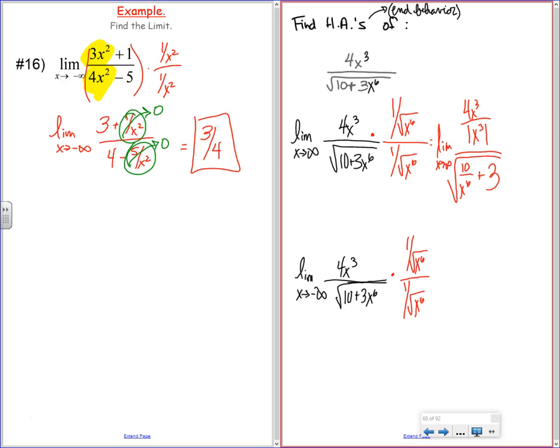I can technically do the exact same thing down here. The limit as x approaches negative infinity. The simplifying is the exact same. I have 4x cubed all over the absolute value of x cubed, all over the square root of 10 over x to the 6th plus 3.